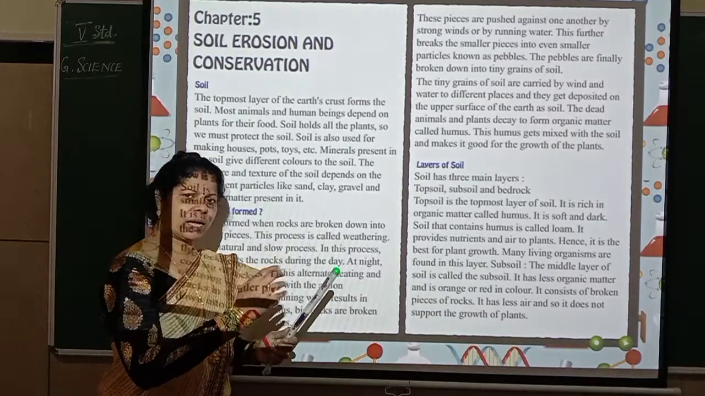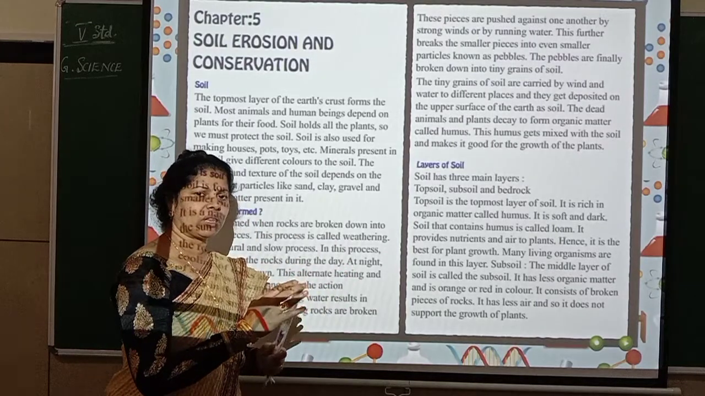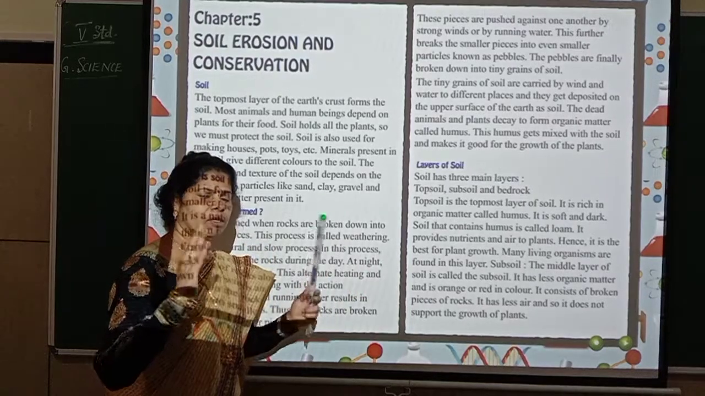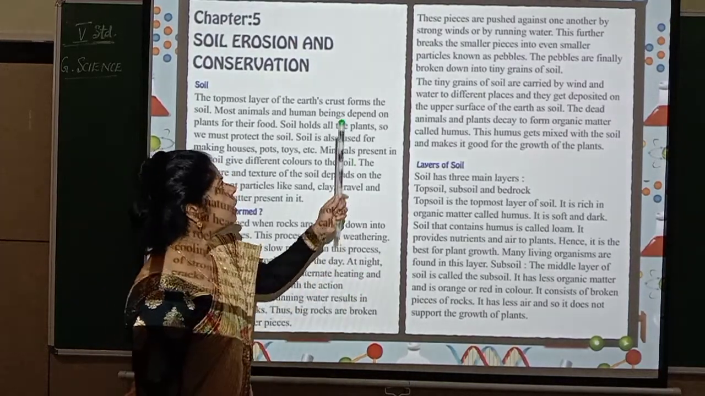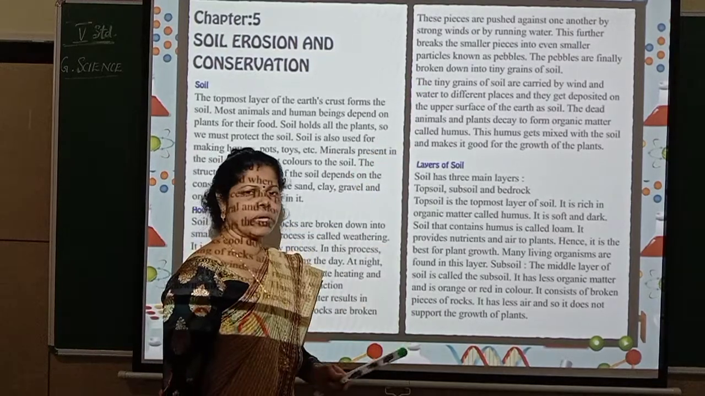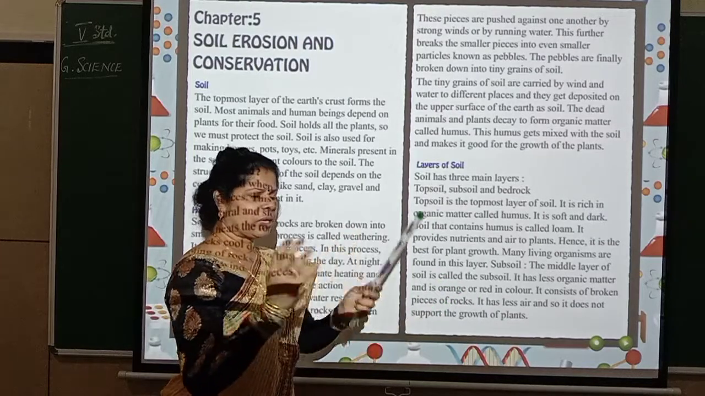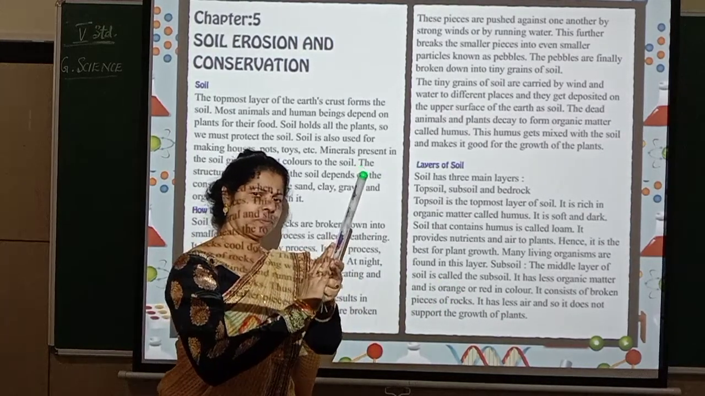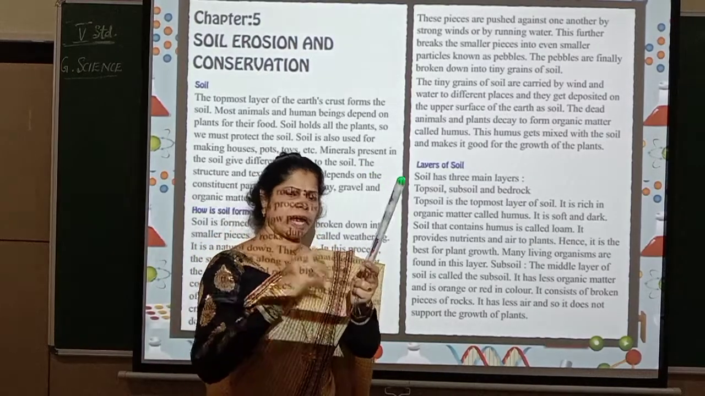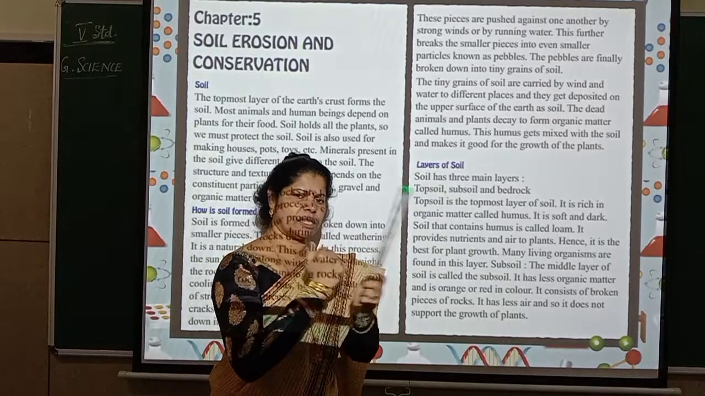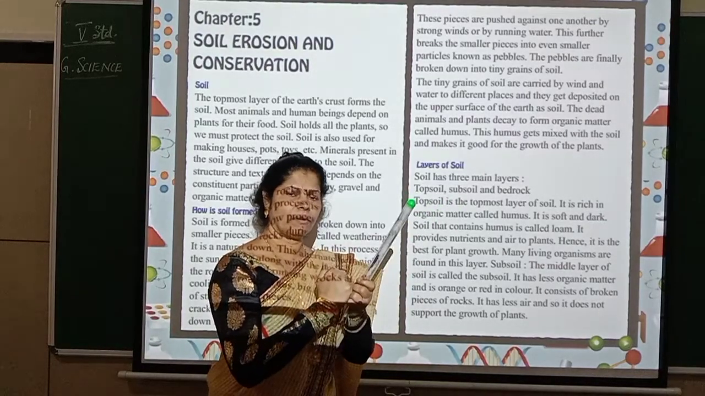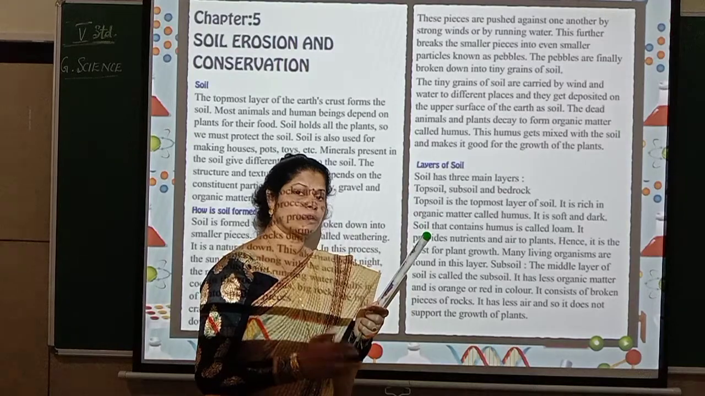When there is a crack, again and again water flows and wind blows, and slowly it will start breaking into smaller pieces. So big rocks will start breaking into smaller pieces. These pieces are pushed against one another by strong winds or by running water. When the strong wind blows, one stone will go and hit the other stone. And when water flows also, the stones will be carried, dashing one against the other. It will be moving. When it goes and hits each other, again, it will further break into smaller pieces.